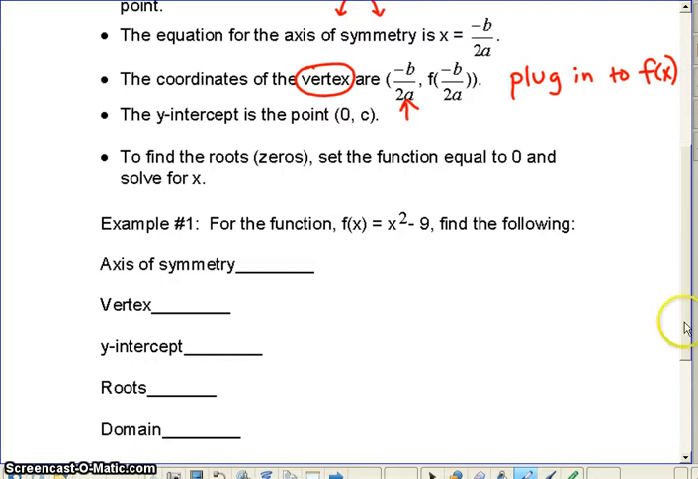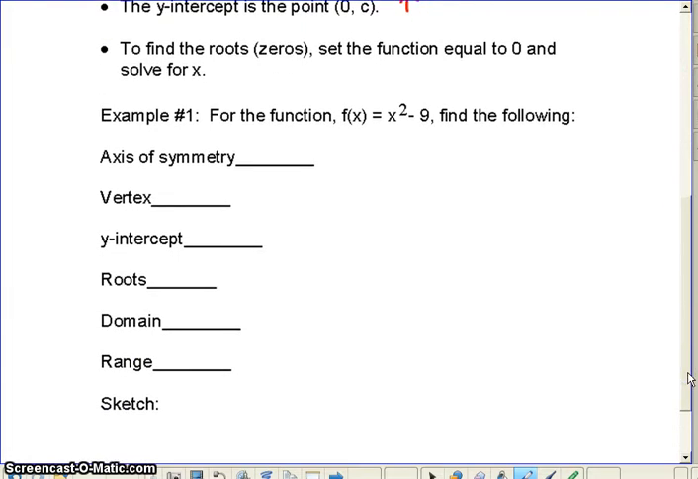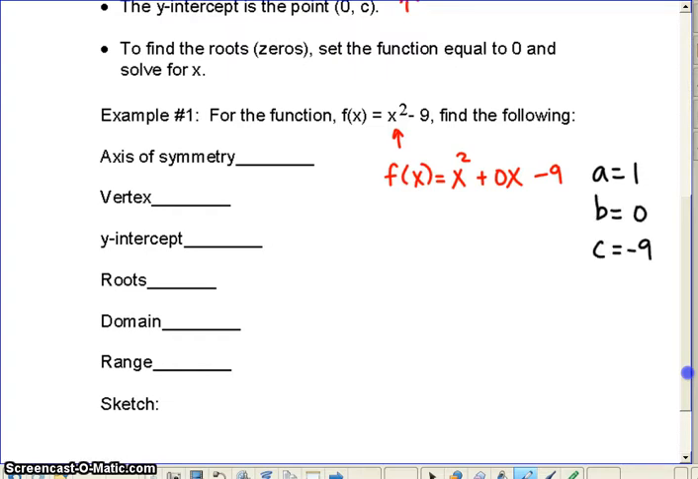Okay, example number 1. For the function f of x equals x squared minus 9, find the following. Since this is not in standard form, we're going to set it to standard form. F of x is equal to x squared plus 0x, since there's not any x terms, minus 9. Okay, now I can look at it real easily and tell a is 1, b is 0, and c is negative 9.